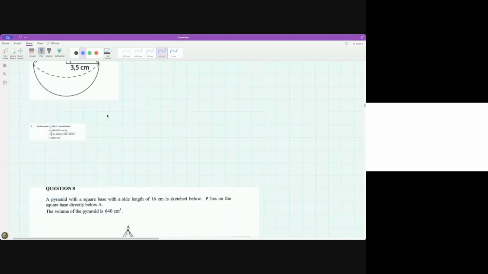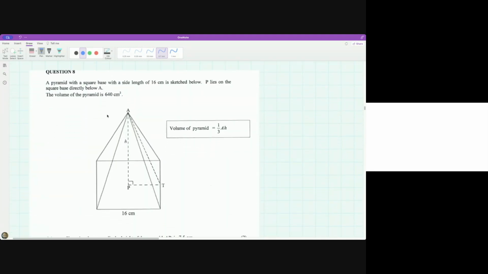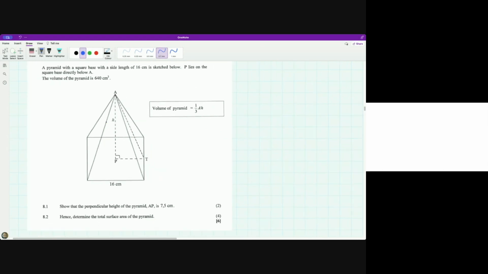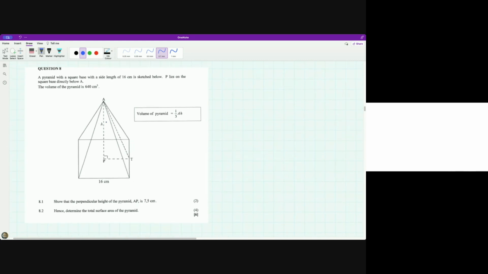Okay, moving on. Let's go to a question from a past exam before we have our halftime break. Okay, so this is taken from a past exam paper. Notice how they give you a formula to help you. So it says a pyramid with a square base. Now, they've only given you the 16 here, but what you need to remember is that they're secretly telling you that all of these are the same.